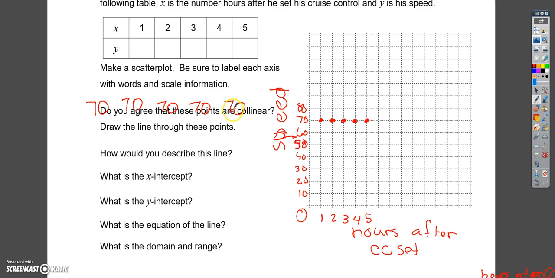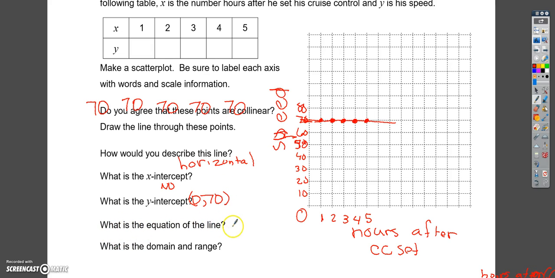Do you agree that these points are collinear? Do they make a line? Are they all on the same line? Yes. Draw the line through these points. How would you describe this line? Horizontal. Is it ever going to cross the x-axis? No. So there is no x-intercept. What is the y-intercept? The y-intercept is 70, which would be 0, 70.